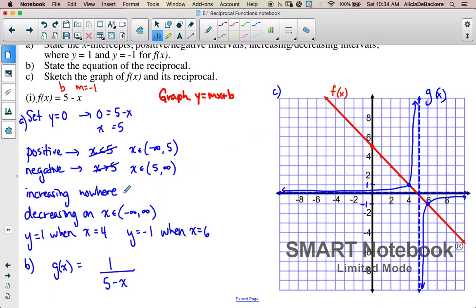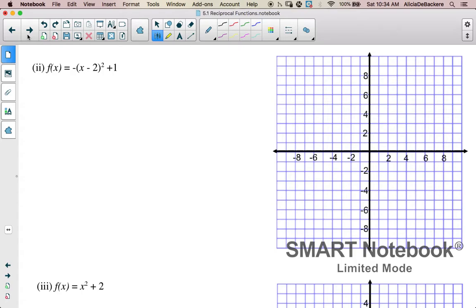Moving on to the second equation. Again, we're going to go through the same things here. I want to know the x-intercepts of this original function. We're starting with a parabola this time. For my x-intercepts, I'm going to let y equal 0.